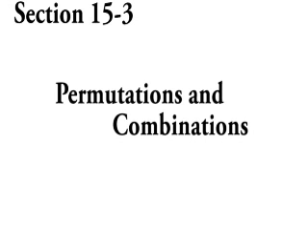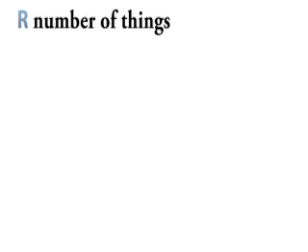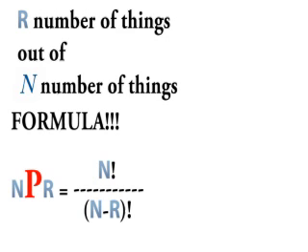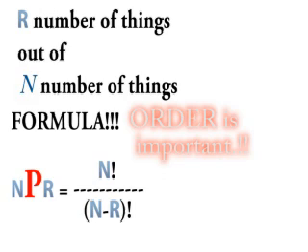Section 15-3: Permutations and Combinations. Permutations. This concept is utilized when you choose r number of things out of a total of n things. In permutations, order is important, as shown in the following example.